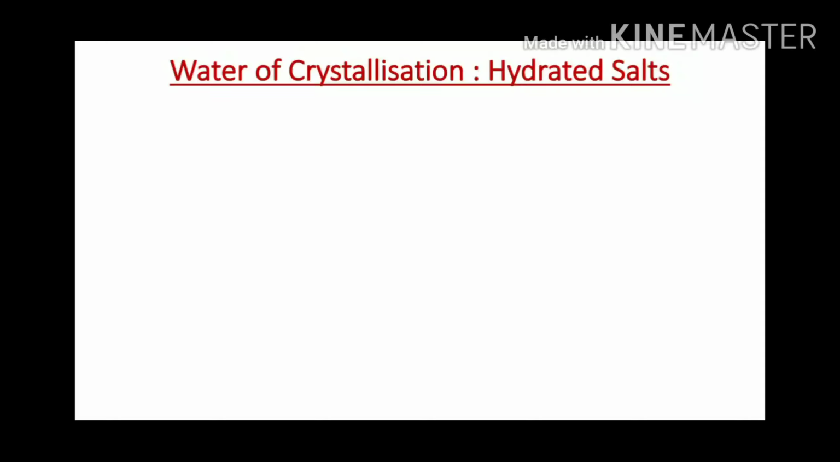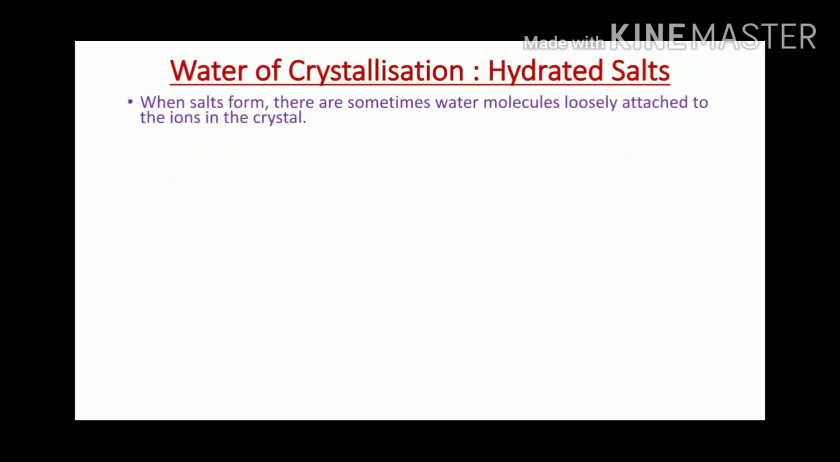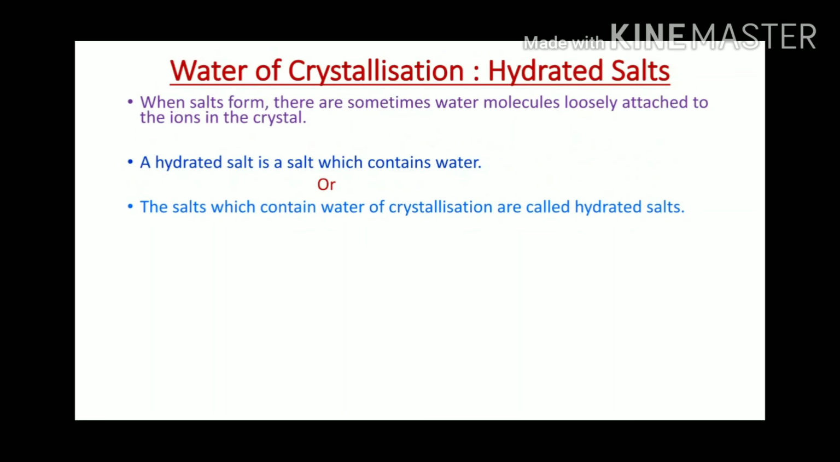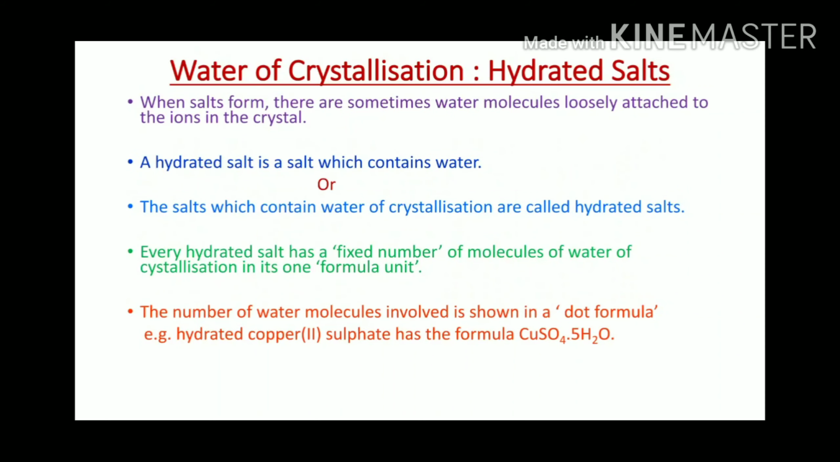Water of crystallization. Hydrated salts. When salts form, there are sometimes water molecules loosely attached to the ions in the crystal. A hydrated salt is a salt which contains water, or the salts which contain water of crystallization are called hydrated salts. Every hydrated salt has a fixed number of molecules of water of crystallization in its one formula unit. The number of water molecules involved is shown in a dot formula.